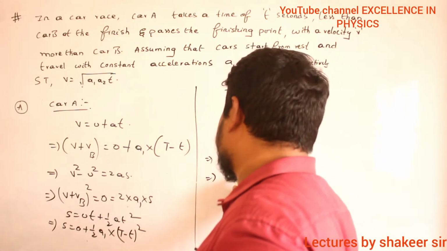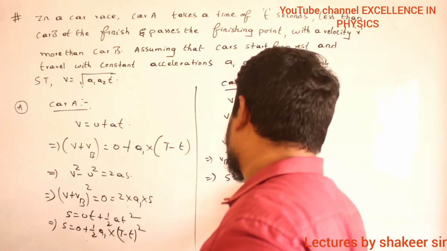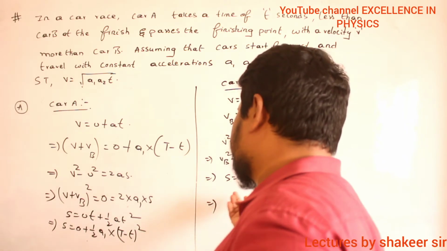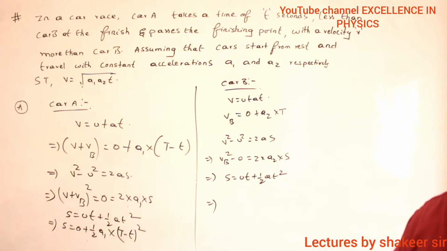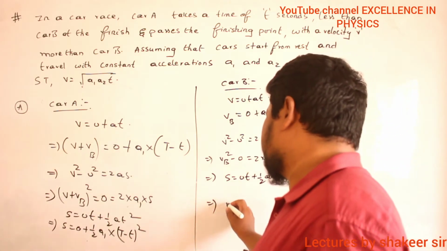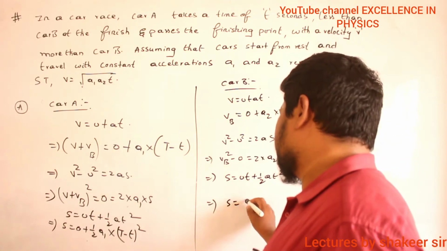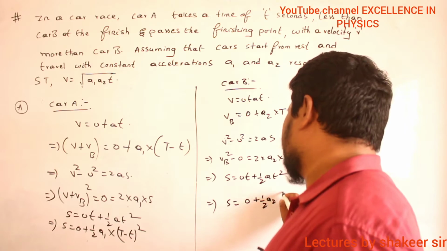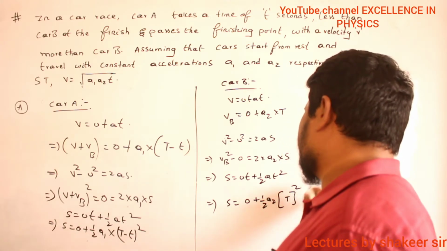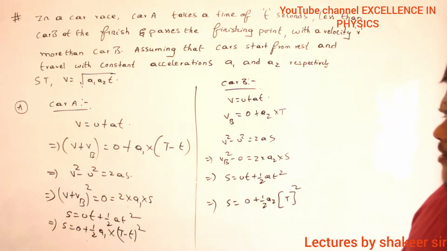So the final equation is s is equal to ut plus half at square. Clear, no? The displacement of A and B are the same at the finish line, both will travel the same distance. So s is equal to initial velocity 0, acceleration a2, and the time taken is how much? Time taken is capital T whole square. Clear, no? So totally how many equations do I have?